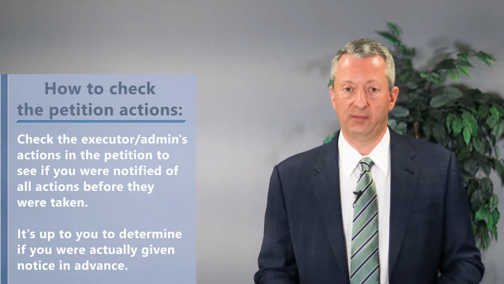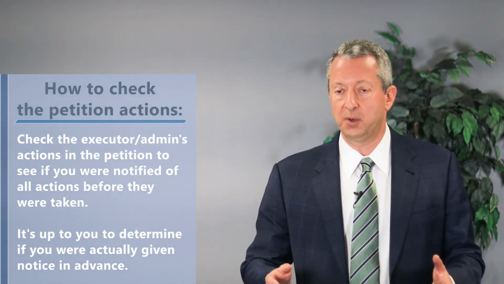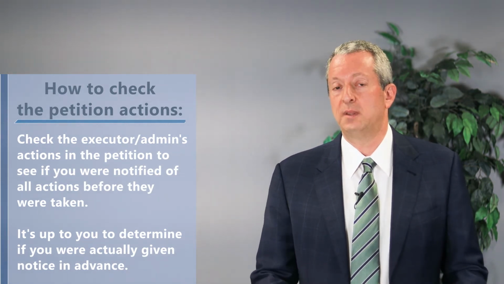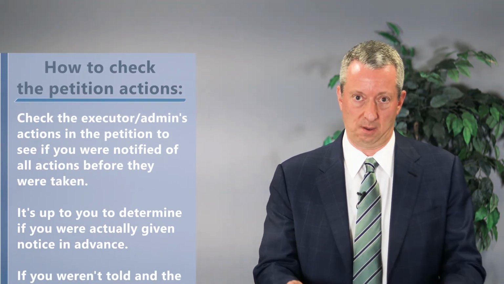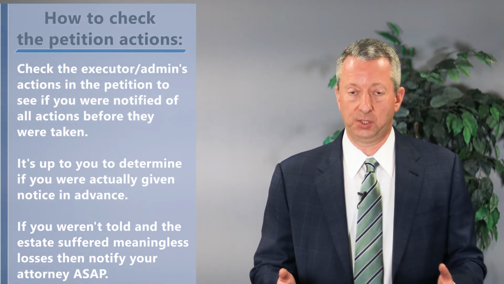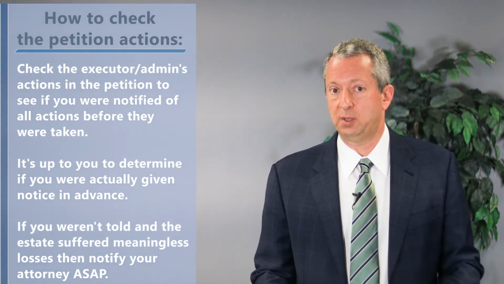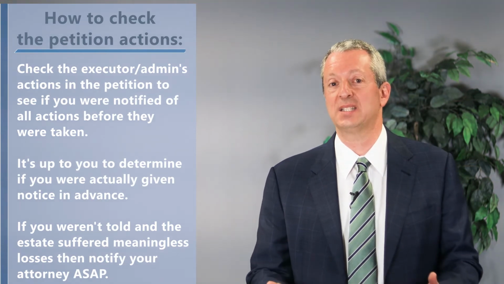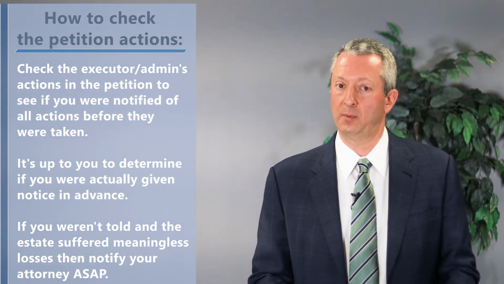If in fact you were given notice and they either did or refrained from doing what they reported in their notice, then that's fine. There's nothing more to be done. If, on the other hand, the account shows you that they did certain things, particularly things that caused losses, and you were not informed of those actions or the decision not to act in advance, then this is the time to address it, because the final account is going to be your last opportunity to take this up to make sure that the executor or administrator doesn't get away with their misconduct.